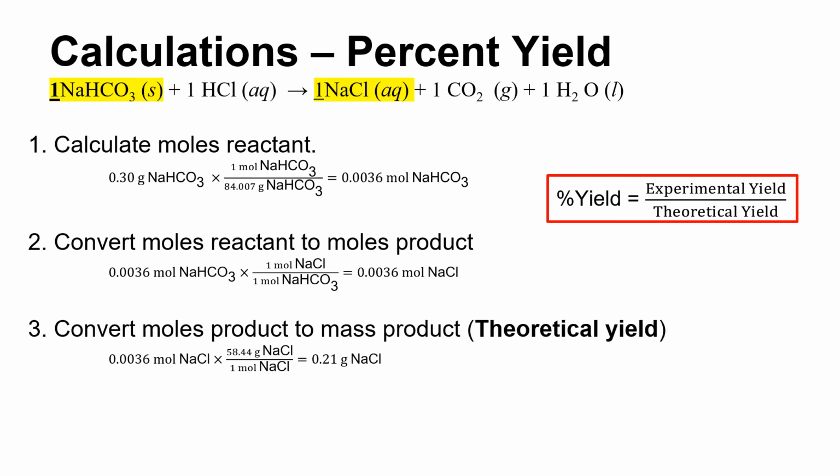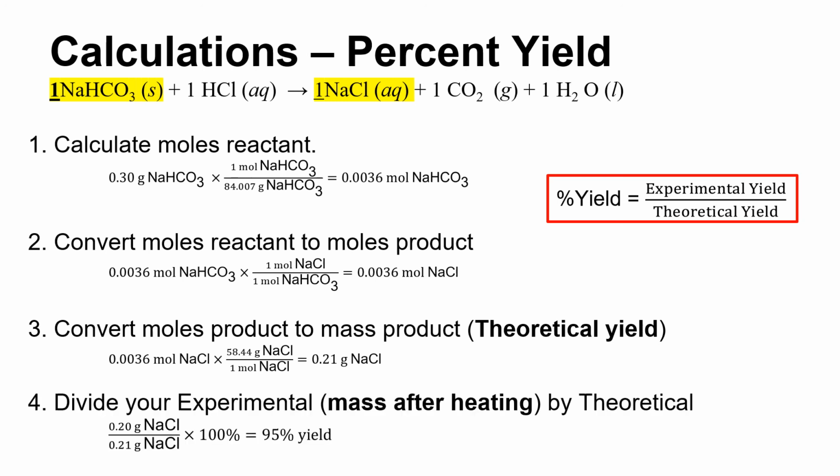The next step would be to convert the moles of your product, which you just calculated, to the mass of product. And to do that, you will multiply by the molar mass of salt. So this step gives you your theoretical yield. Your theoretical yield is totally calculation based. It's based on what you started with, and your theoretical yield is saying, okay, this is how much sodium chloride I expect to produce in my reaction. So that's what theoretical yield means.